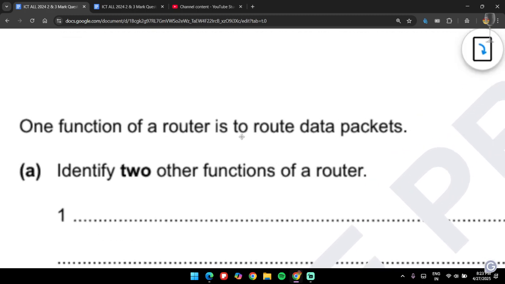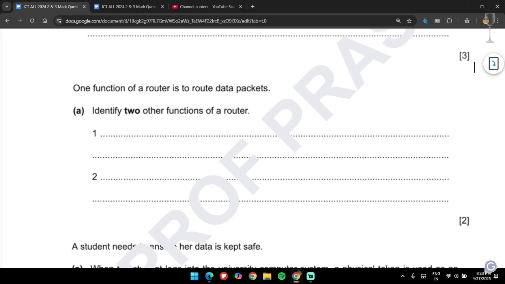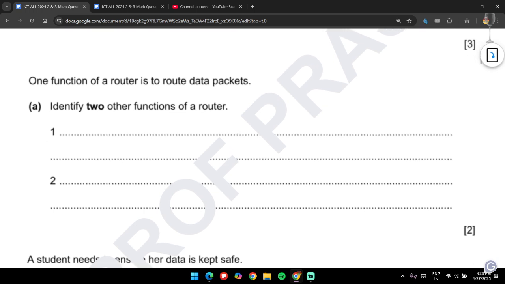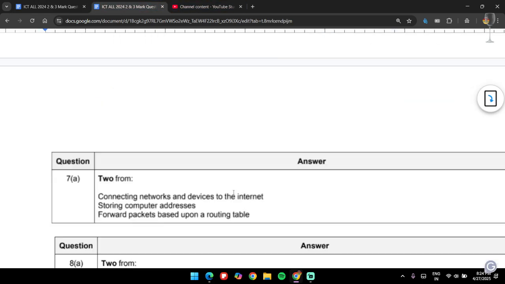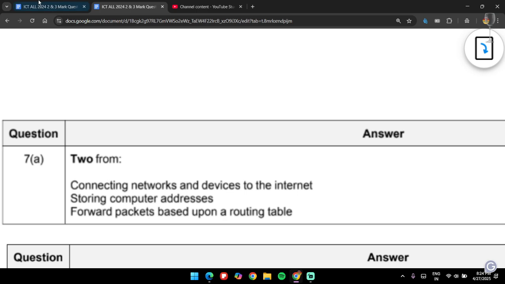One function of a router is to route data packets. Identify two other functions of a router. So you know that a router is used to help connect devices on a network to the internet or the wide area network. It can also store IP addresses. And one more thing you can add is that it uses data tables. I can't remember the name. I think it's written here. Routing tables, yes. It forwards packets based on a routing table.